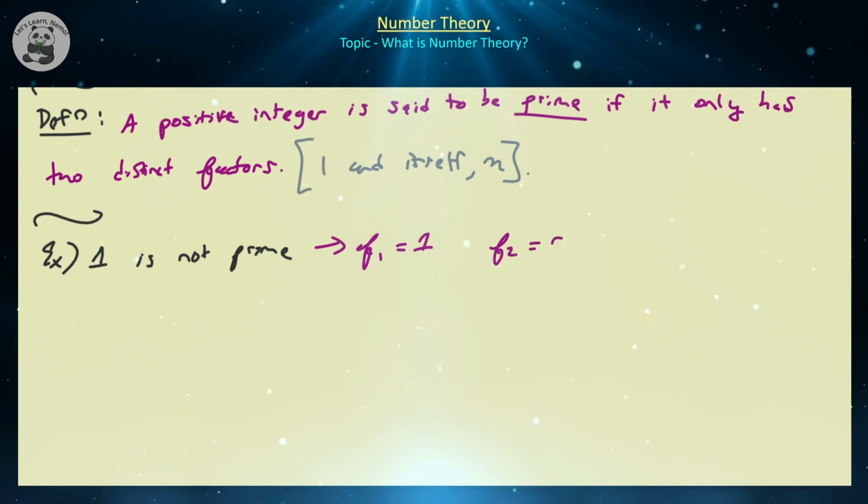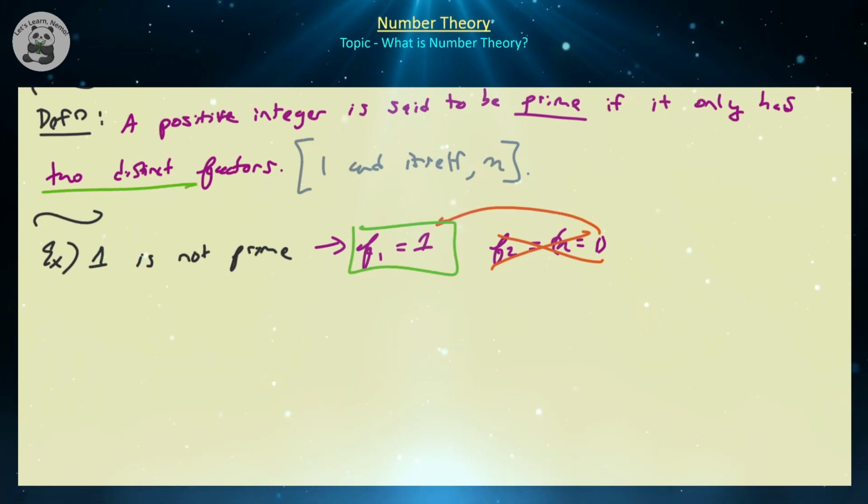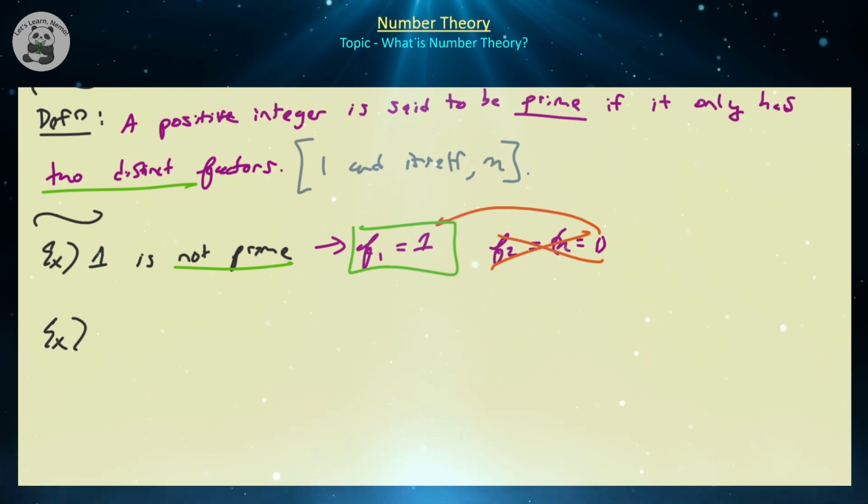The second factor, of course, is n, which in this case is 1. And those are the only two factors of 1. But keep in mind, 1 and 1 are not distinct, therefore you cannot count that twice. So since this does not have two distinct factors, this is not a prime number, right? So 1 is not prime solely because of how we define what a prime number is, right?